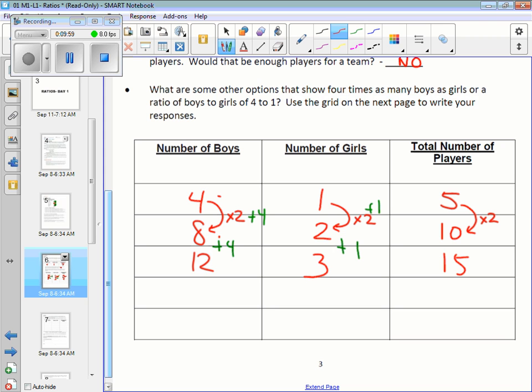Now, here's another way to do it. Everything here that I'm showing you is going from row to row, row to row. What if I go cross column? To get from 1 to 4, what am I doing and by how much? That's another way to do it. I'm doing what operation to get from 1 to 4 and by how much?